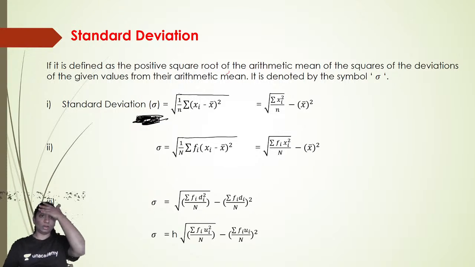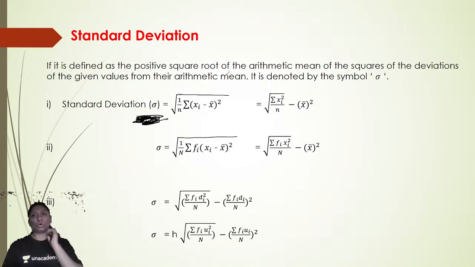Standard deviation sigma. It is defined as the positive square root of the arithmetic mean of the squares of the deviations of the given values from their arithmetic mean. It is denoted by the symbol sigma.